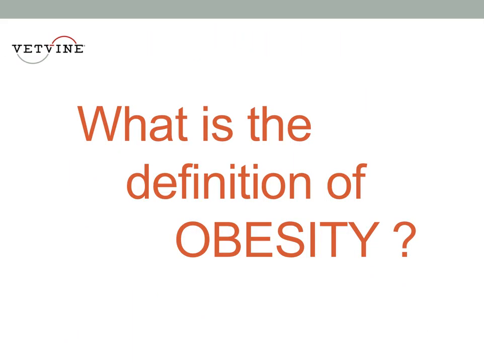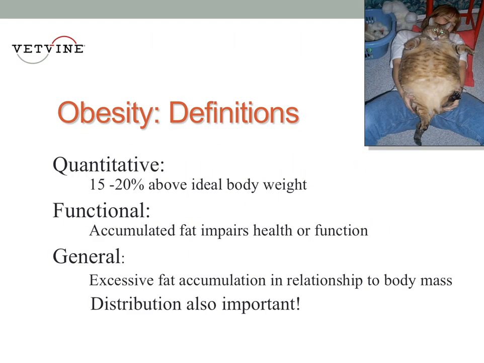So how do we define obesity? Well, there are lots of ways to do it, and there are lots of different definitions that people use. Typically what's used is a measure of how much body fat you or your dog may have. That is, quantitatively, body fat content above around 15 to 20% beyond what would be considered ideal body weight and body fat content. It can also be discussed in terms of a functional problem. That is, accumulated fat deposits that impair something about your health or function, or more generally, just an excessive amount of fat.